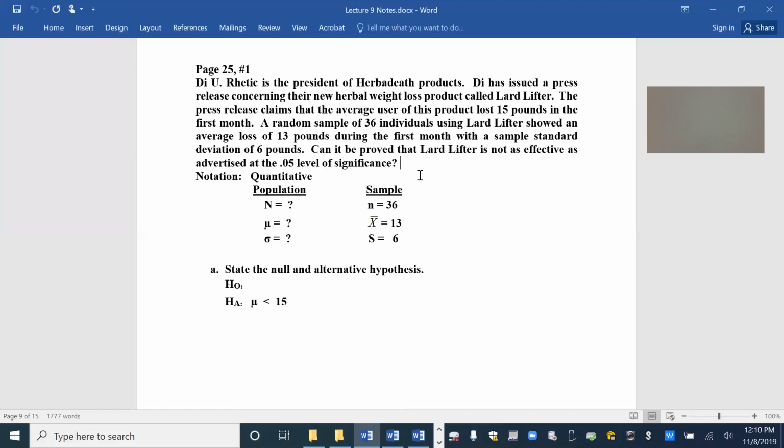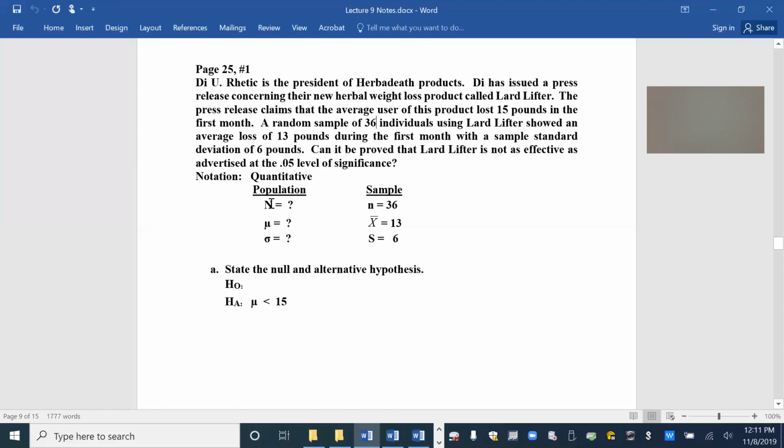That's the question. So it's not what do I think? What do I think the average loss is? Well, what do I have here? Okay, so as always, we start with our notation. First thing I need to know, is this quantitative data or is this qualitative data? What question was asked 36 times? How many pounds did you lose? And I get back a number I can do arithmetic with.